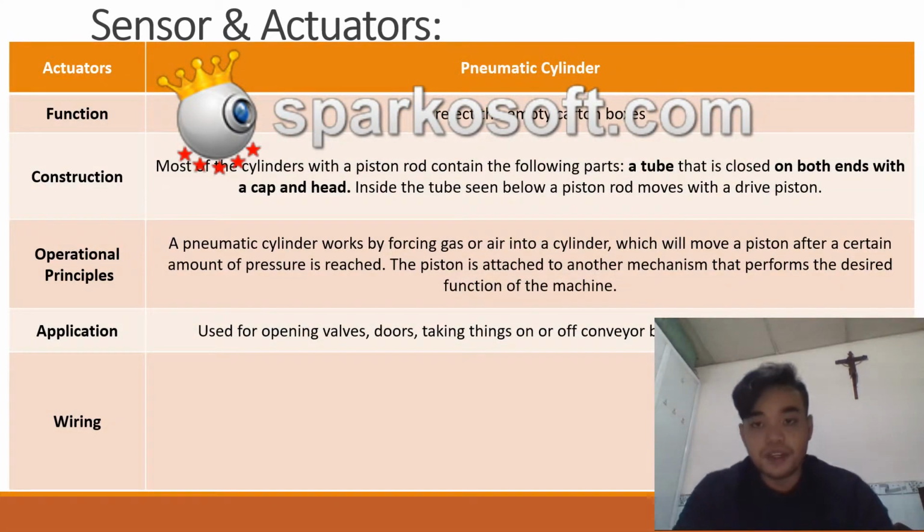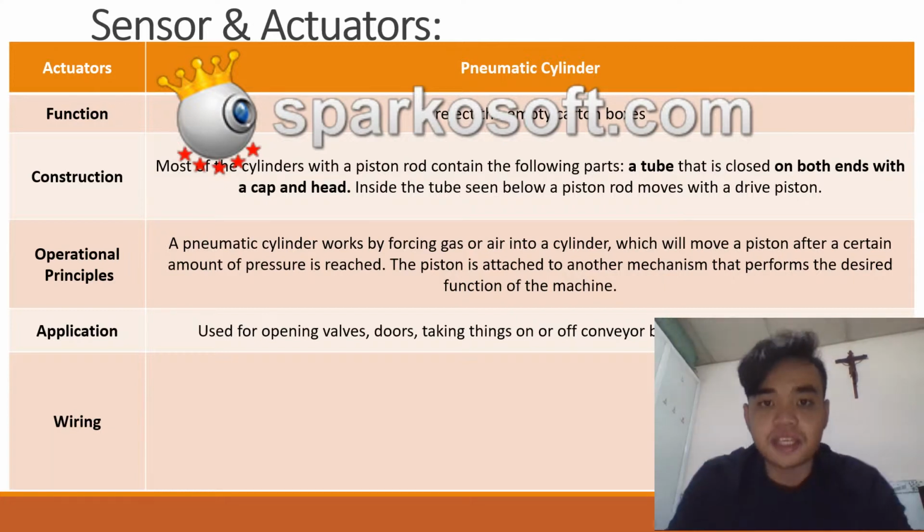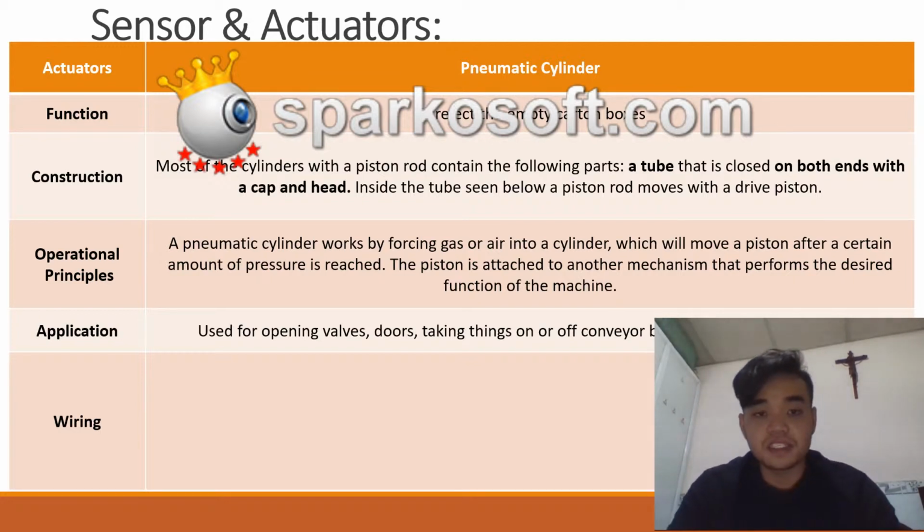Next is the pneumatic cylinder actuator. Its function is to reject the empty carton box. The construction: most cylinders contain the following parts: a tube closed on both ends with a cap and a head. Inside the tube, a piston rod moves with the drive piston.